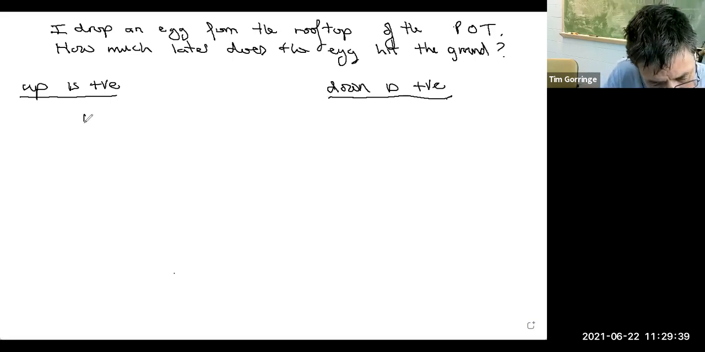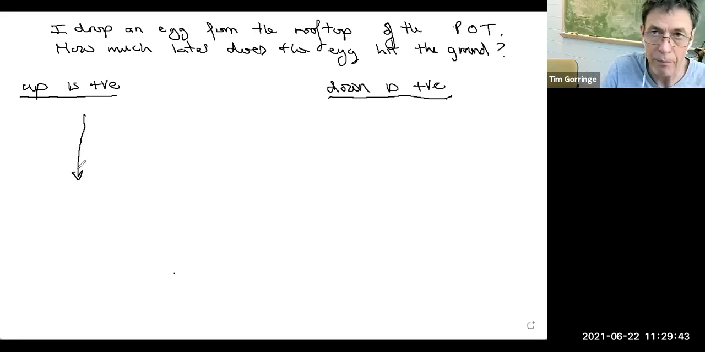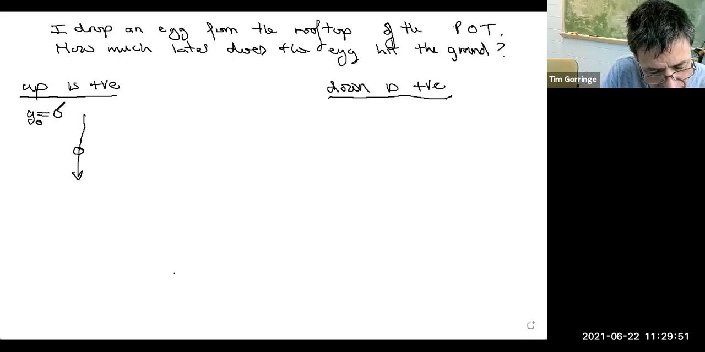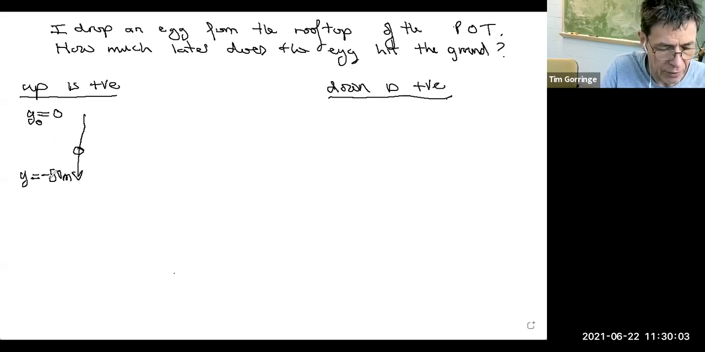So starting on the left-hand side with up being positive, I'm going to draw the falling egg, and I'm going to annotate the picture with the information I know. Let's say it starts from the roof. We'll call that height 0. And then it falls to the ground 50 meters below. That's going to be a displacement of minus 50 meters because it's in the downwards direction and upwards is positive.